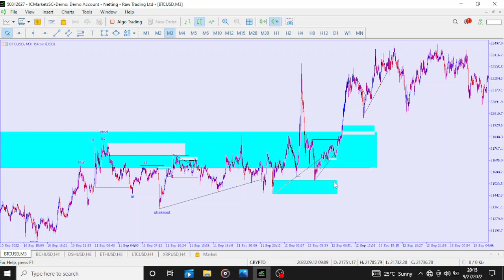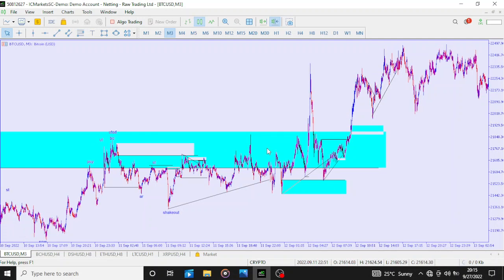So yeah, guys, here's my trade breakdown on Bitcoin. Like I mentioned in previous videos, I'm still striving to become a better trader.